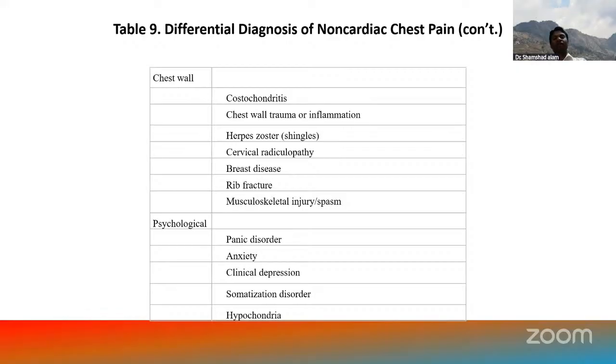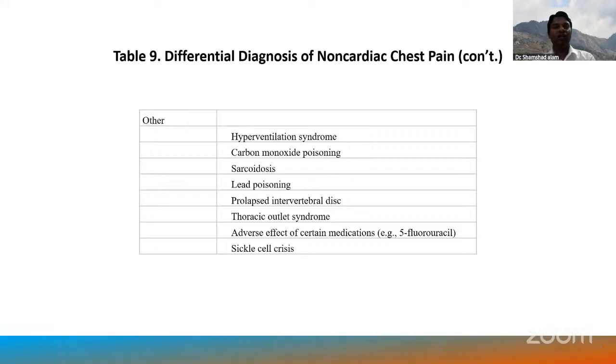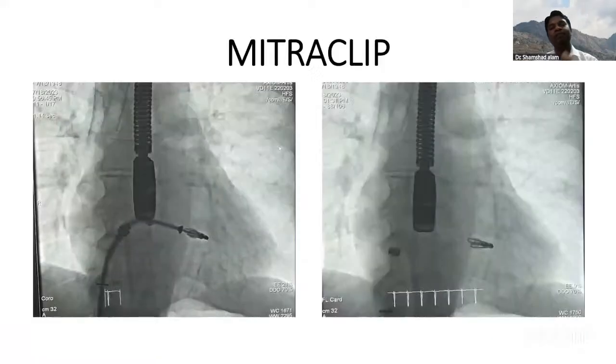Now, the other miscellaneous causes are usually psychological. Panic disorder patients present with chest pain. Anxiety disorder, somatization, and hypochondriasis also present with chest pain. In hyperventilation syndrome and carbon monoxide exposure, patients usually feel chest heaviness and chest tightness. In sarcoidosis, if it is in the active phase, then due to inflammation there is chest pain. Lead poisoning, intervertebral disc prolapse, and thoracic outlet syndrome also present with chest pain.